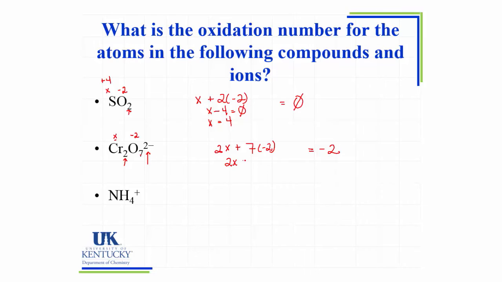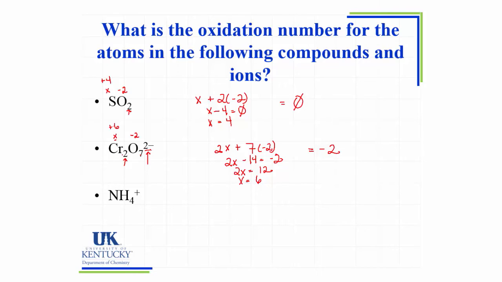So I have 2X minus 14 equals minus 2. I add 14 to both sides. I get 2X equals 12 and X equals 6. So now I know the oxidation number of chromium is equal to plus 6. I can go back and check my work. I have 2 times plus 6 gives me 12. Minus 2 times 7 gives me minus 14. 12 minus 14 equals minus 2. So I know I've set my oxidation numbers up correctly.